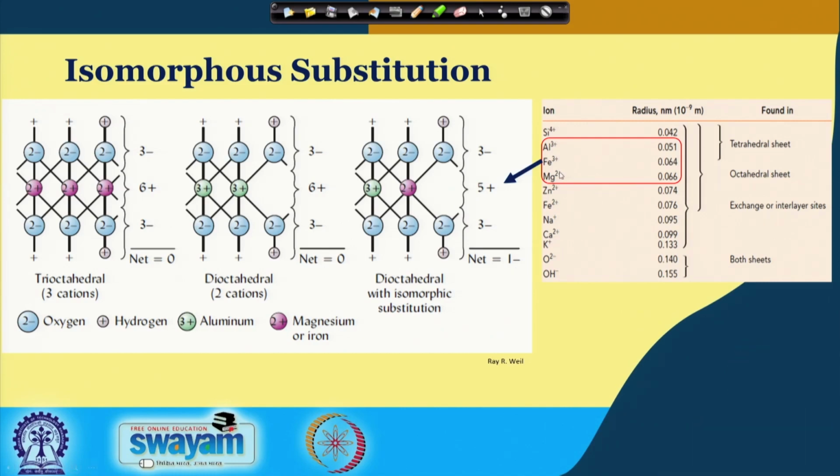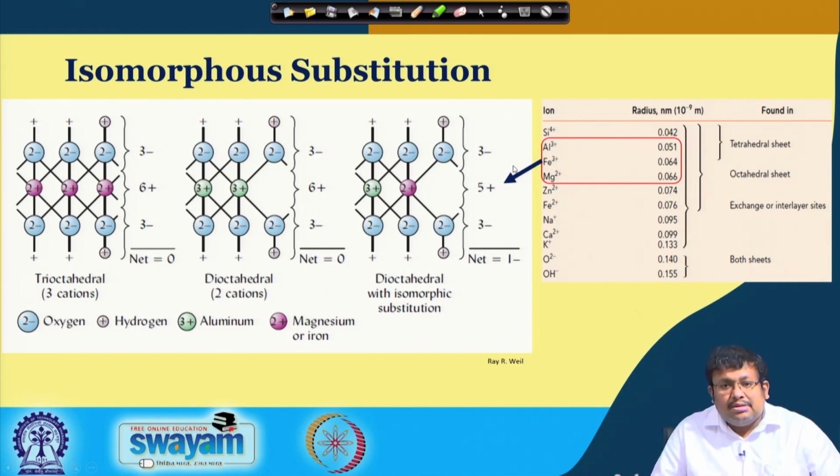Why are we getting this substitution? Basically, because you can see here aluminum, iron and magnesium have almost similar radius. So, this is called isomorphous substitution, and isomorphous substitution is the reason behind producing the negative charge in the clay mineral, and that is why clay mineral is very reactive.